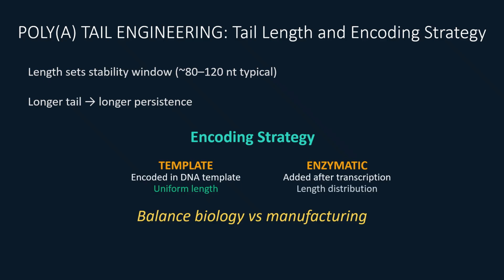Now there are also manufacturing choices. So you can encode the tail directly in the template, which gives you a uniform length. Or, you can add it enzymatically after transcription, which produces a distribution of poly A lengths. So in real design work, you are balancing expression duration with manufacturing practicality.